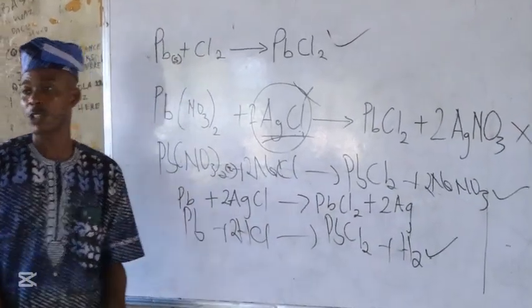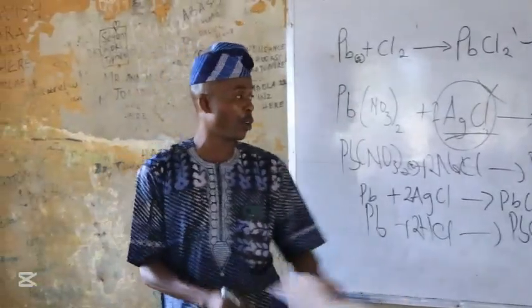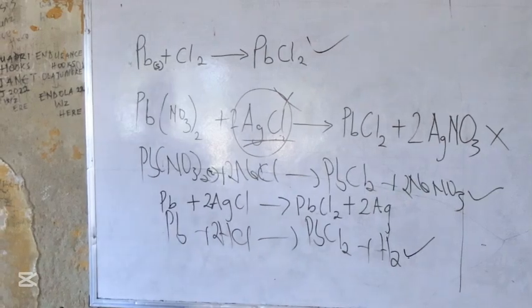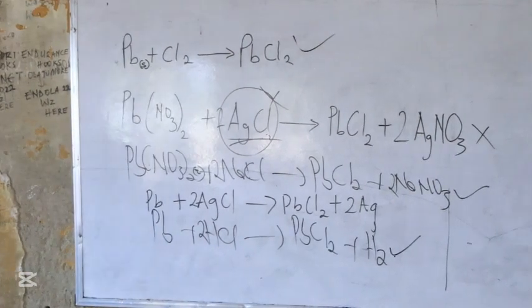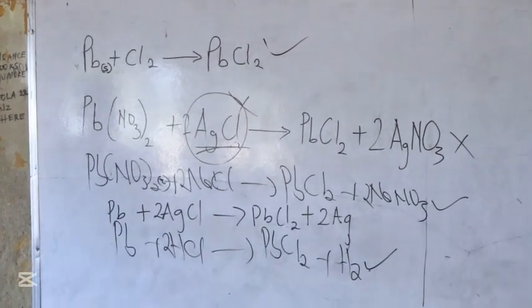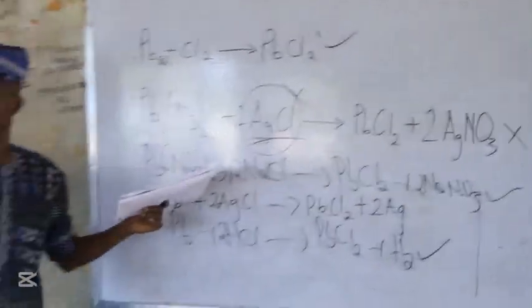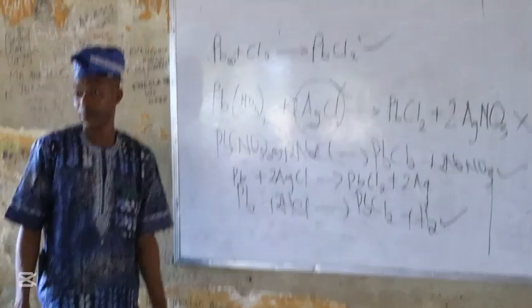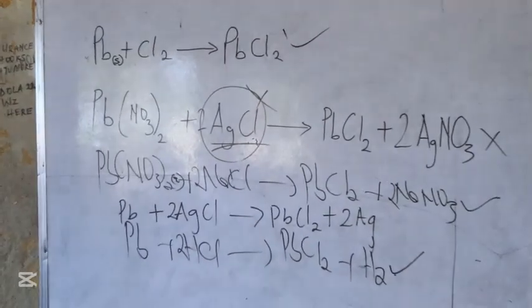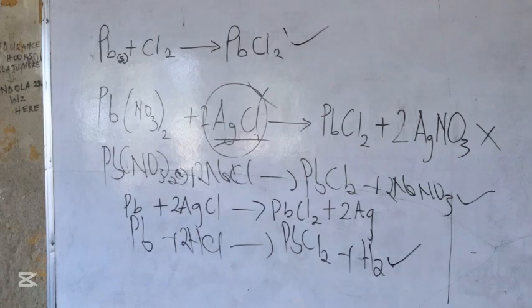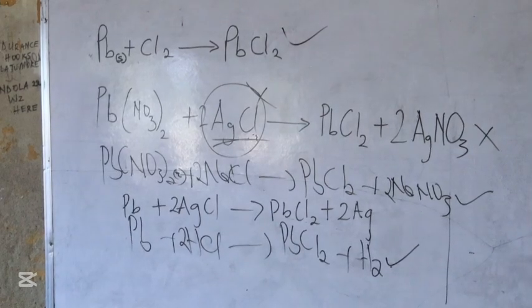By increasing the concentration there, the rate of production of lead 2 chloride will also be increased. Then number 2: temperature can also be used there. Increase in temperature will affect everything here, and the rate of production of lead 2 chloride will also be increased. Then number 3: surface area, because we are using solid lead.